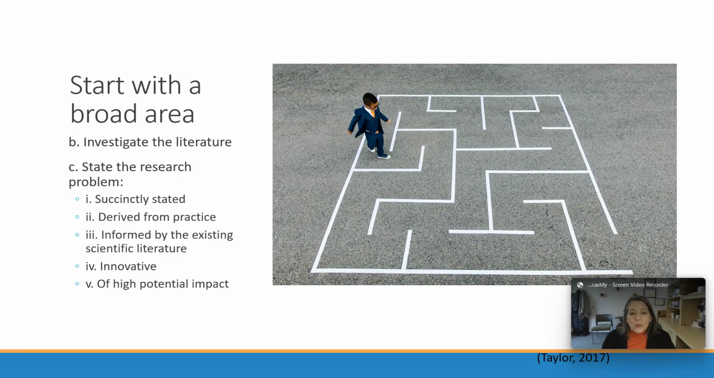So what we want to do when we are writing our research question is we want to start broadly, as we know, kind of going back to the very beginning. We investigate the literature with that background question and foreground question. And then as we're coming to narrow it more to the focus of our particular research, we want to state it succinctly. We want to derive it from practice. Now, that doesn't mean that it has to be specifically an intervention focused or even an assessment focused. It can be focused on understanding our patient population better, but it's derived from a question that we have in practice. Now, from there, it needs to be informed by the existing scientific literature.